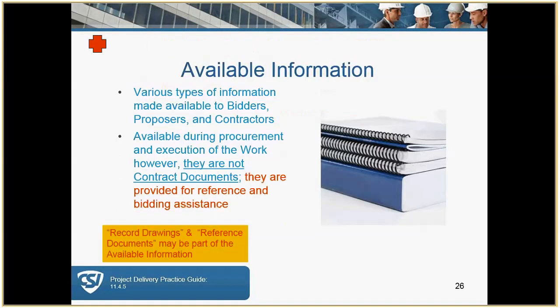Available information to the bidders may include record drawings and are provided for reference and bidding assistance. They're not part of the construction documents. A geotechnical report might be an example of a reference document that's part of available information.